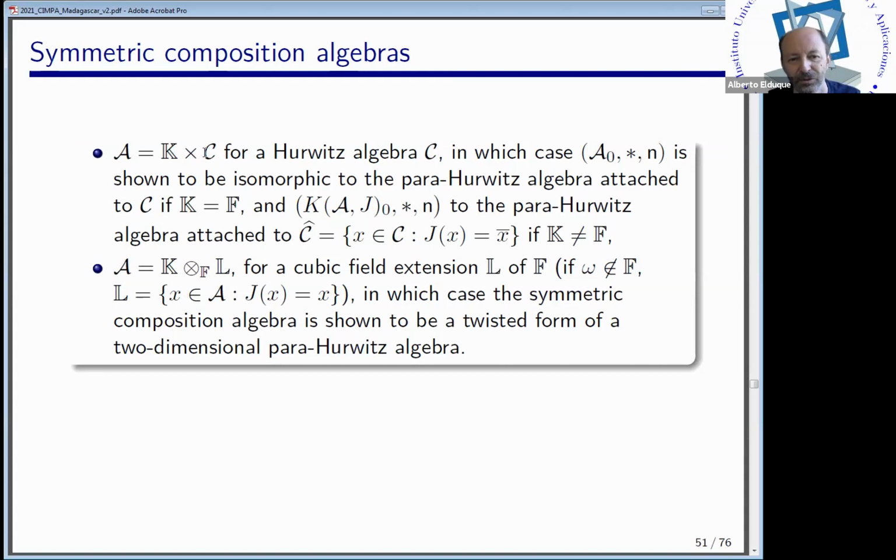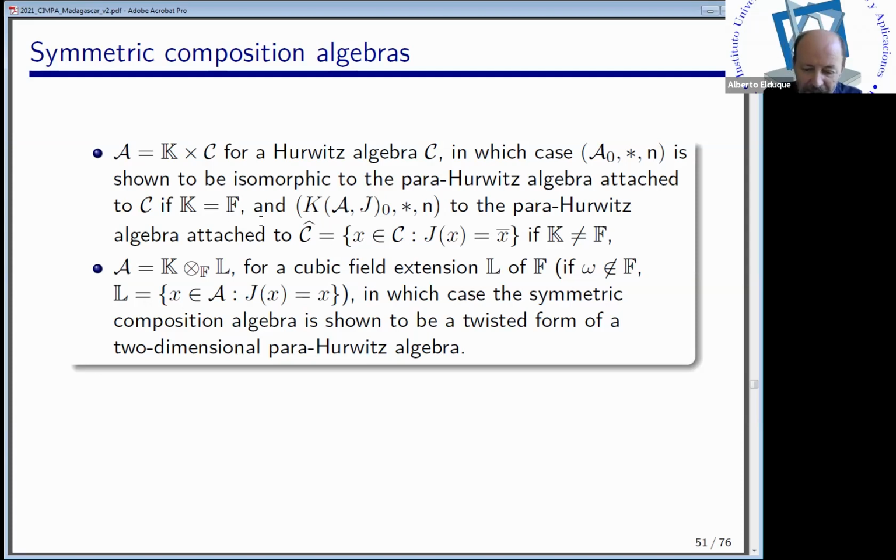And if this is the case, using Okubo's formulas, what we get is the corresponding para-Hurwitz algebra attached to C. Well, not exactly to C, because that is if the field is F and the field contains the primitive cubic roots of 1. If not, we have C hat, which is a unital composition algebra over F, and this is the para-Hurwitz algebra we get.